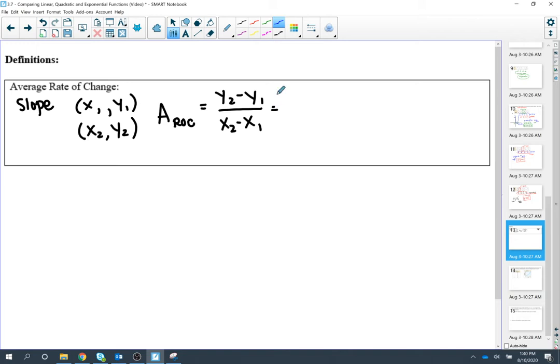Some teachers in the past, I'm sure you've seen, write it as delta y over delta x, which is the change in y over the change in x.